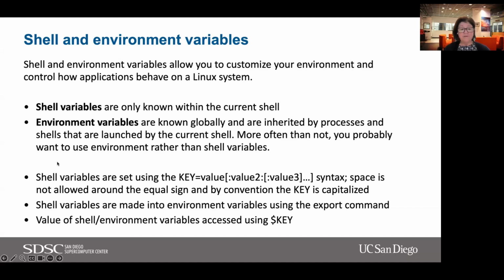So the shell variables can be set using key equals value, and you can concatenate more than one value. Syntax: space is not allowed around the equal sign. You can pass shell variables to the sbatch command or other Unix commands. And they're made into environment variables using the export command as well. And the values of the variables can be accessed using $key or any other shell variable. The dollar sign will extract the value, so you can also do echo $key.